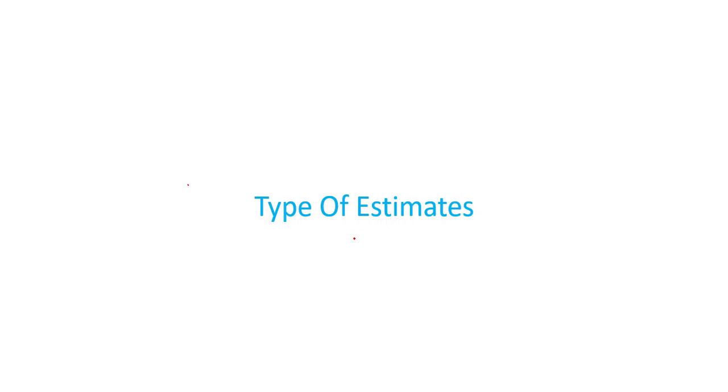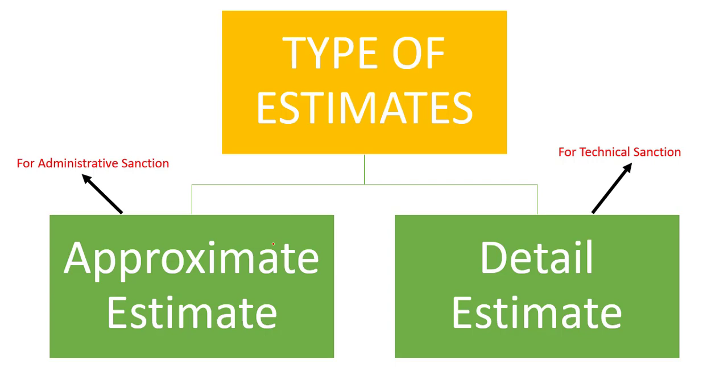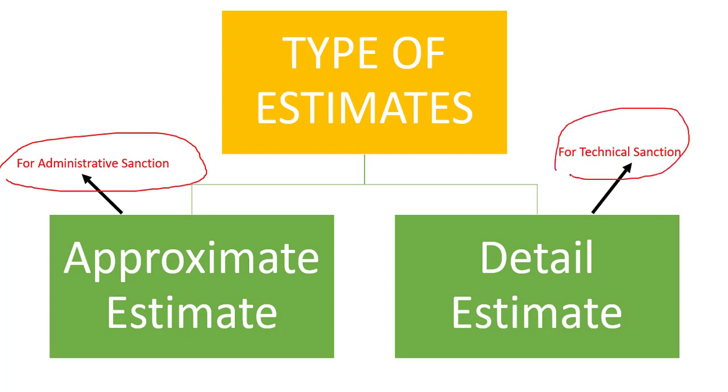Hello, in this tutorial we are going to talk about types of estimates. There are two types of estimate. One is called the approximate estimate and the other is called the detailed estimate. The approximate estimate is for administrative sanction, and the detailed estimate is for technical sanction. This is very important to know: the approximate estimate is for what? Administrative sanction, and the detailed estimate is for technical sanction.